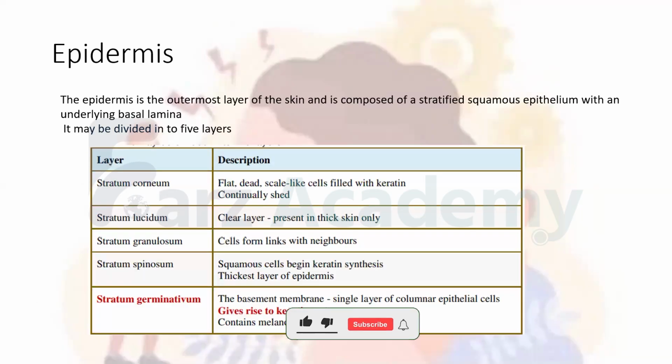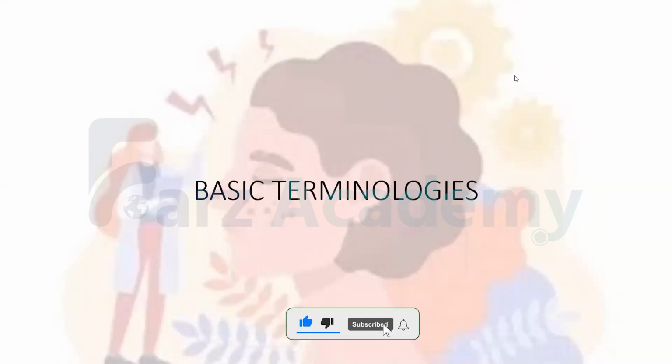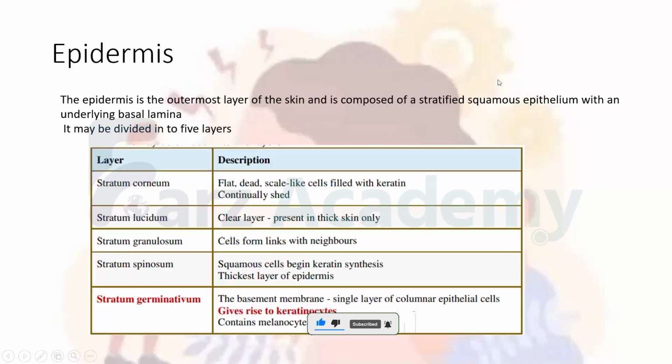So let's start from the basics. The epidermis is the outermost layer of the skin, and it is composed of squamous epithelial cells with the underlying basal lamina. The epidermis can further be divided into 5 layers: the stratum corneum, lucidum, granulosum, spinosum, and germinatum. Stratum corneum is the topmost layer. It consists of flat, dead, scale-like cells filled with keratin, and it is continuously shed, with regeneration of this layer very frequently.